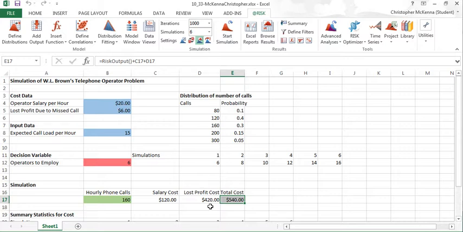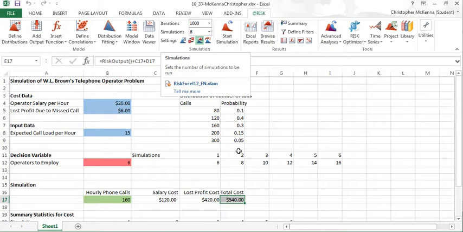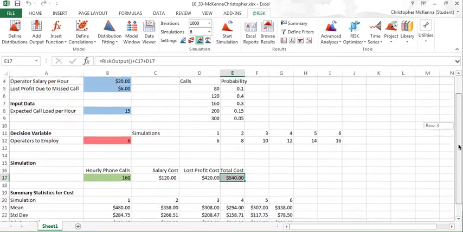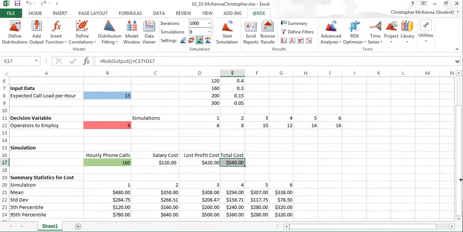So once we have all that set up, we're going to do 6 simulations to account for the 6 different potential operators to employ, and then we're going to do 1,000 iterations. So I already ran the simulation, and down here we have some summary statistics for costs. We have our 6 simulations. I grabbed the mean, the standard deviation, 5th percentile, and 95th percentile cost.